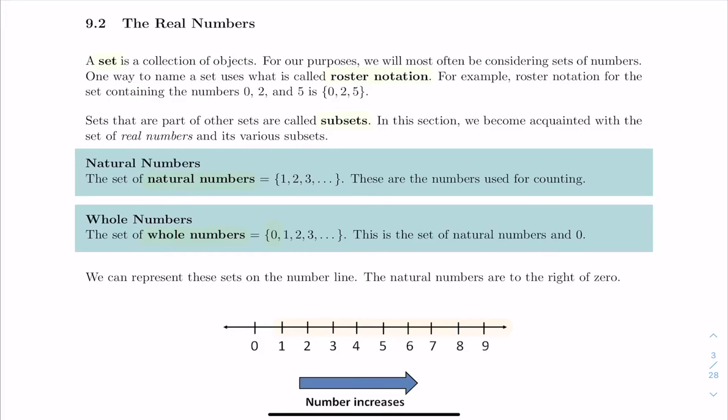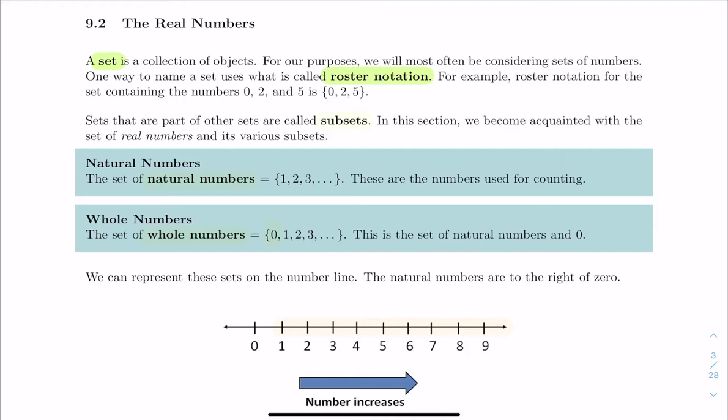In section 9.2, we talk about the real numbers. So a set is a collection of objects. For our purposes, we will most often be considering sets of numbers. One way to name a set uses what is called roster notation. So for example, roster notation for a set containing the numbers 0, 2, and 5 would just be the curly bracket 0, 2, 5, and then close it with the other one.